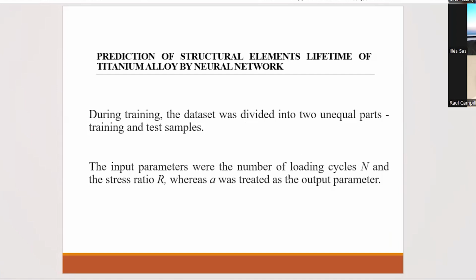The input parameters were the number of loading cycles n and the stress ratio R, whereas a was treated as the output parameter.